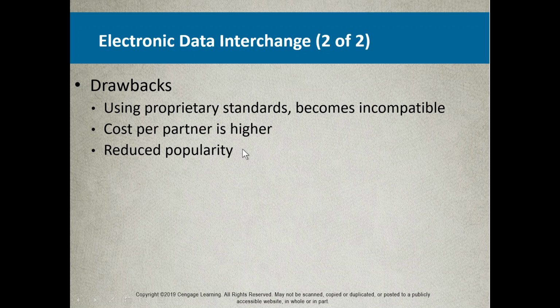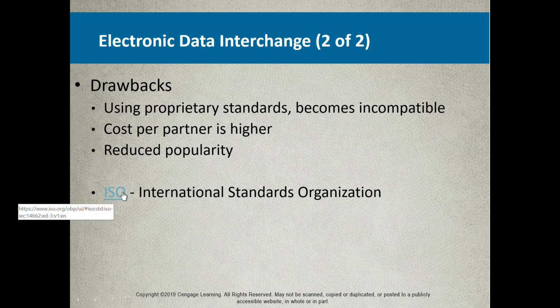Reduced popularity. Of course, that could be a problem because people don't want to do it if it's proprietary. If it's proprietary, it's very fixed, and people don't tend to buy into fixed ones unless there's a really good reason. They want more open and compatible ones. As a result, the International Standards Organization, or ISO, has been formed.